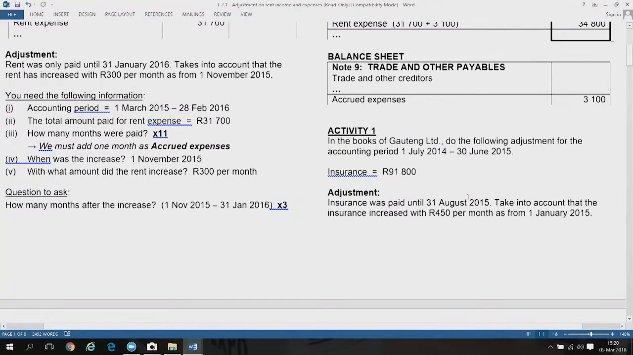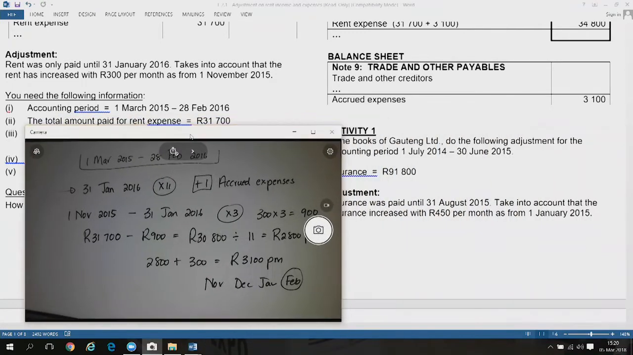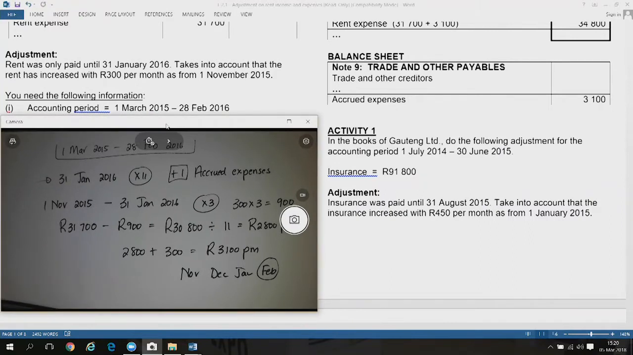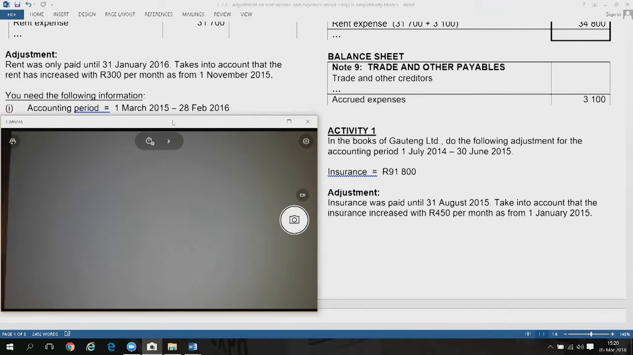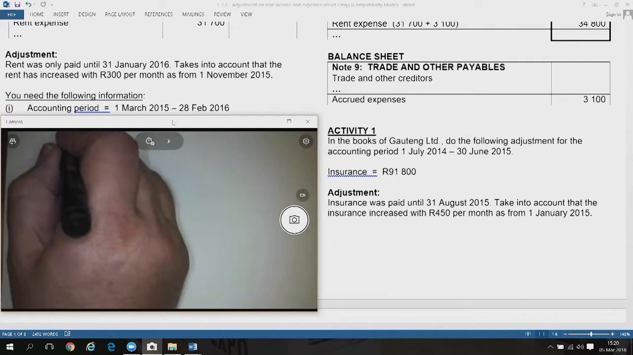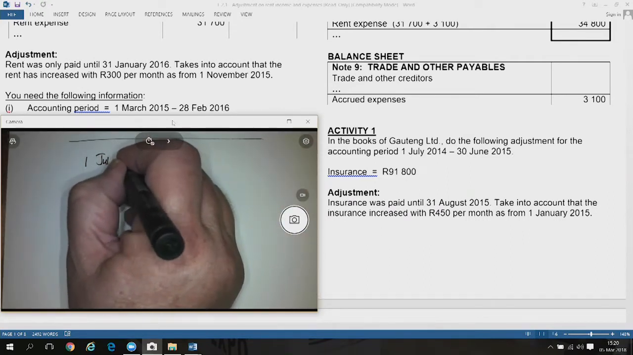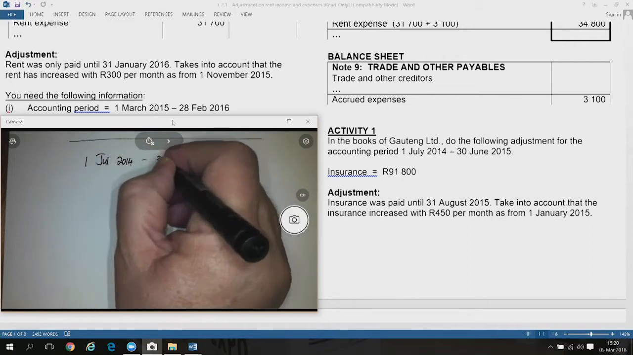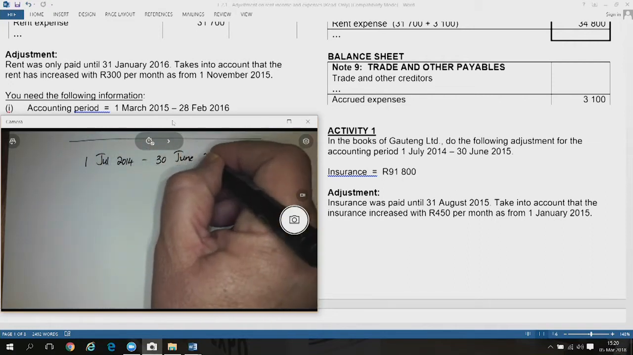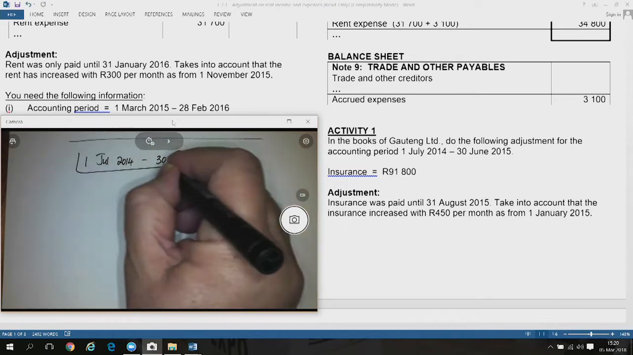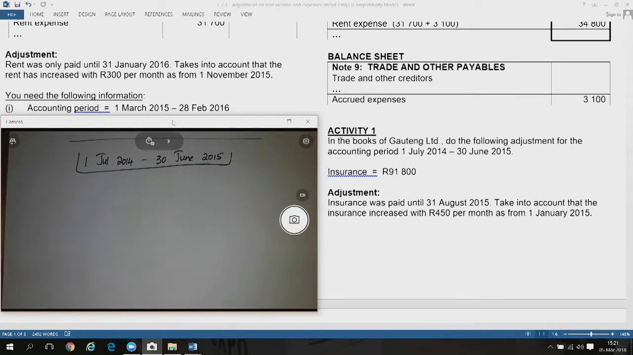Okay, there's the activity that I want us to do. So I want you to please just concentrate, and I'm going to do this activity with you. Now we've got Gauteng Traders Limited, and we've got a whole new accounting period, the 1st of July 2014 until the 30th of June 2015. I always say that the first thing that you write on top is your accounting period.